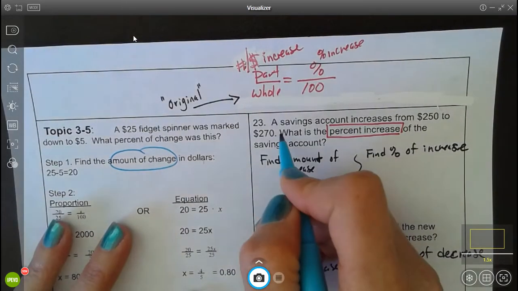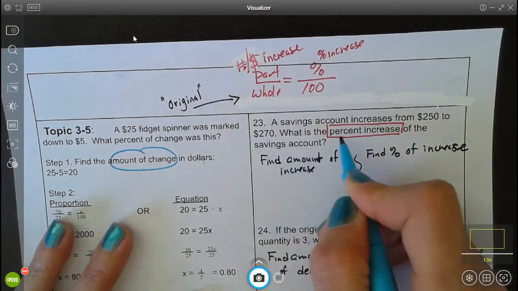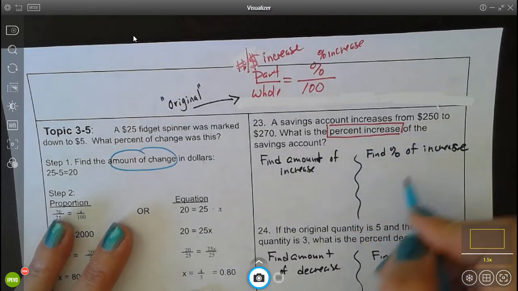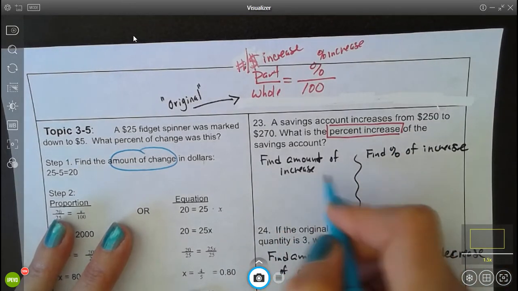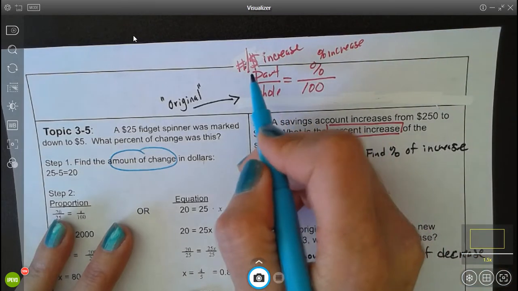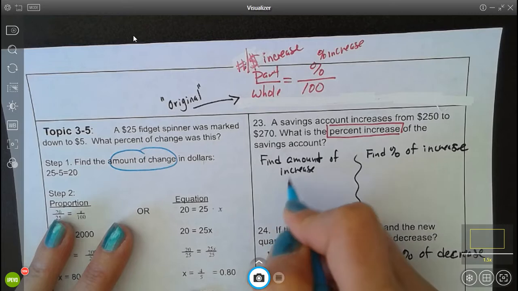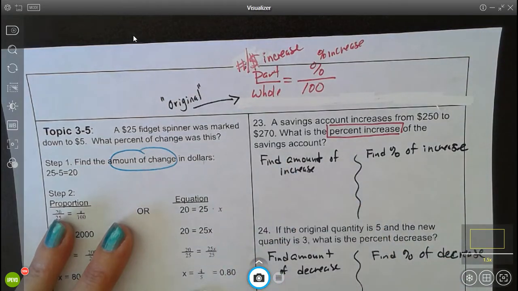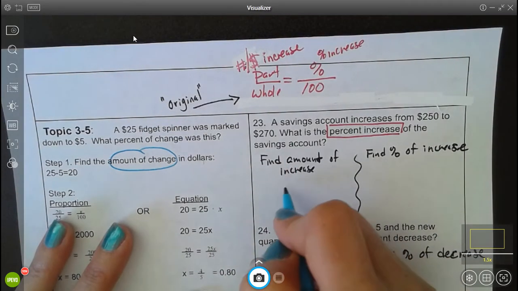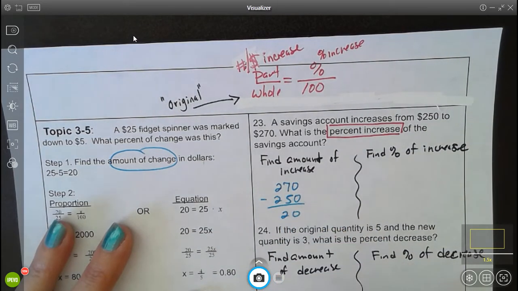So looking at this problem, a savings account increased from this to this. What is the percent of increase? So we're trying to look for a percent. But before we can find the percent that it increased, I need to figure out the dollar amount that it increased. So unlike a lot of the problems that we've done where we would add and subtract at the end, here we're going to add and subtract at the beginning. How much did it increase? Well, I know that means subtract.